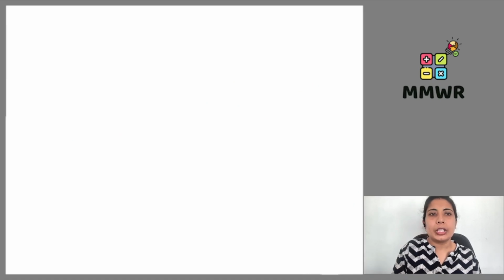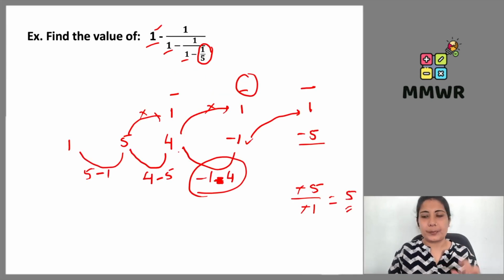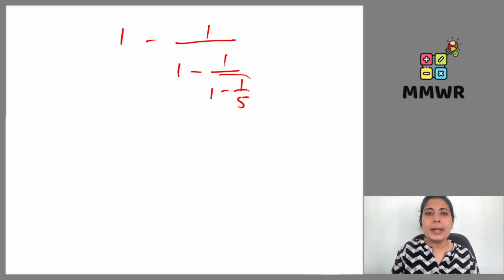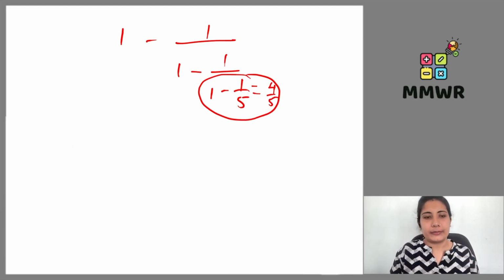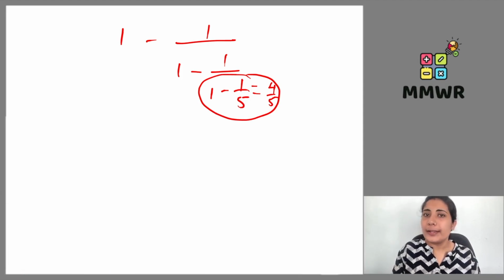I'll show you the longer method also: 1 upon 1, 1 minus 1 upon 1 minus 1 upon 1 minus 1 upon 5, right? In 3 steps. So 1 minus 1 upon 5 gives me 5 minus 1, 4 upon 5. And this is 1 minus 1 upon 4 upon 5, right? So 1 minus 1 upon 4 upon 5 will become 5 upon 4. So 1 minus 5 upon 4.